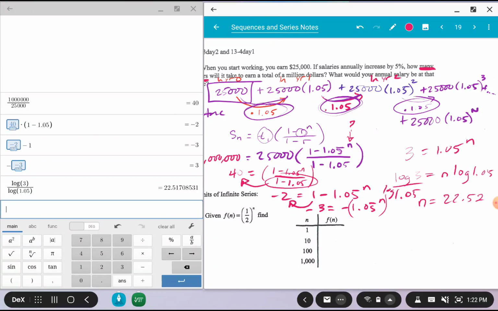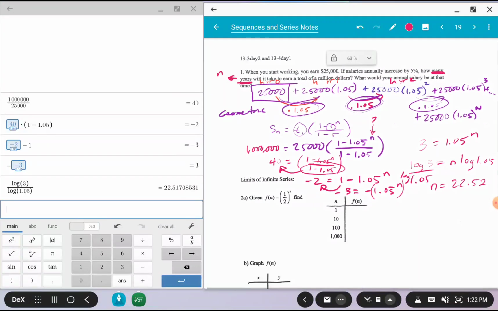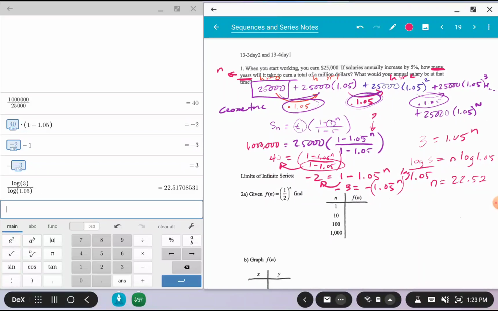Now, how do you round, right? Well, if you're getting an annual salary, is 22 years going to cut it? 22 years is running a little bit short. You're not going to reach that $1 million just yet. So you actually have to round this value up. So you're actually going to say it's going to take you about 23 years. You need to surpass the $1 million mark to actually make $1 million.